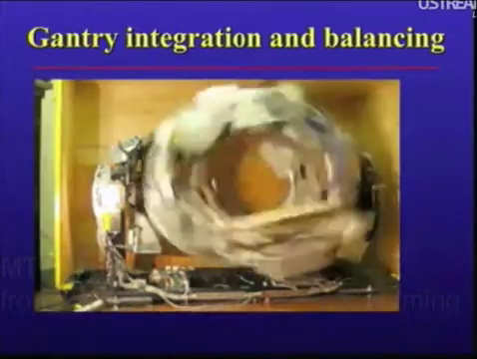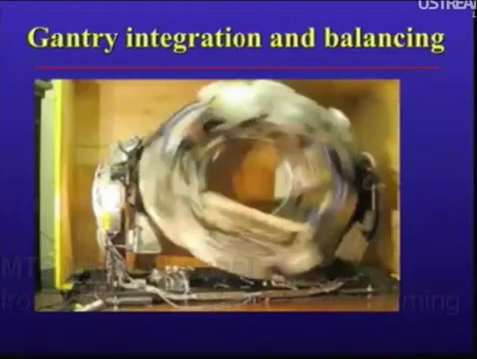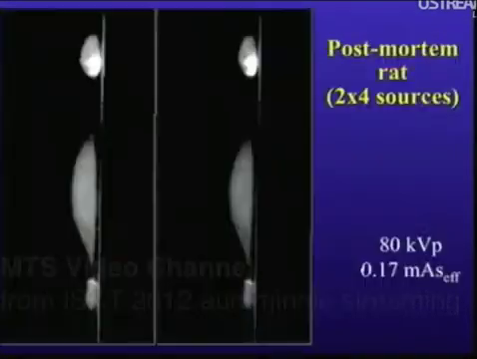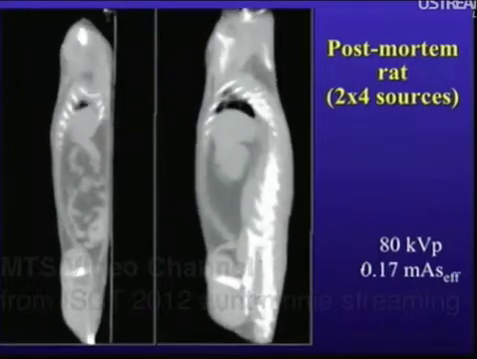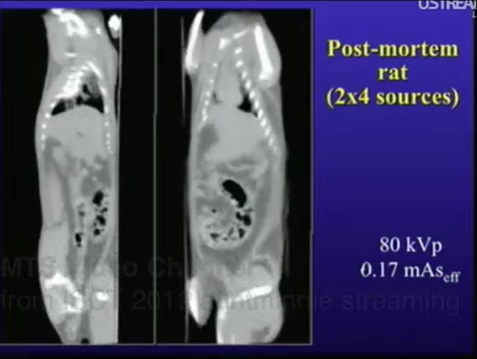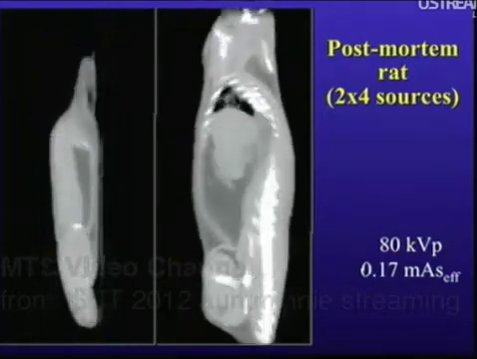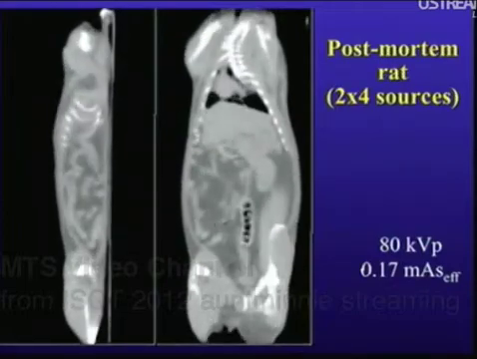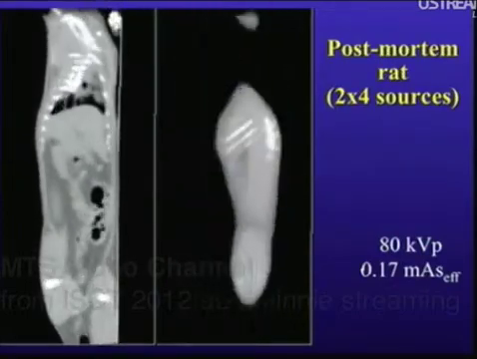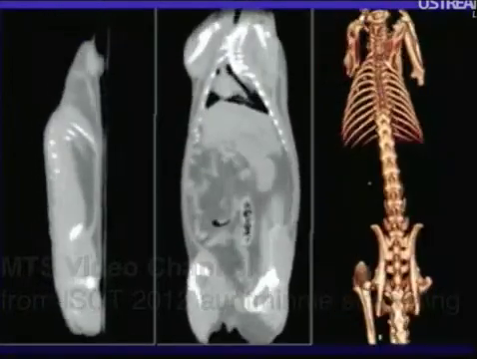It's quite an achievement to put all this hardware on a rotating gantry and make it spin and balance and not fly apart. And I think that was quite an achievement by the engineers and scientists at the GE Research Center. A study that we did before we had the 4 modules in there, with only 1 module in, was of a postmortem rat. Here you see paging through a volume that was acquired in a single rotation around the animal at a very low effective mAs.